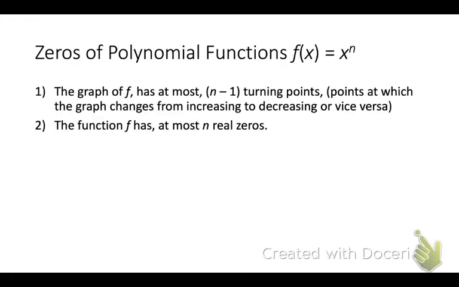Okay, so zeros of a polynomial function. So here we have the turning points thing if you want to get that written down. So the graph, we already have it written down potentially. So we know that the graph of f is going to have at most n minus 1 turning points. So if you didn't write that yet, you might want to write that. And we know that the function is going to have at most n real zeros.